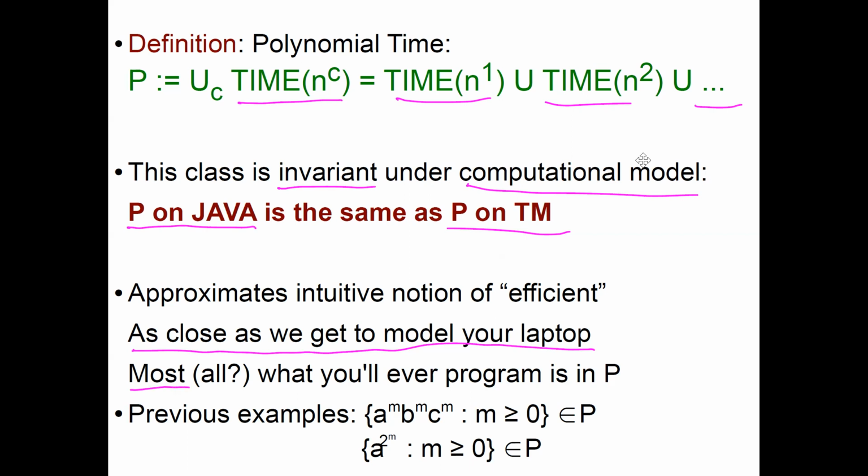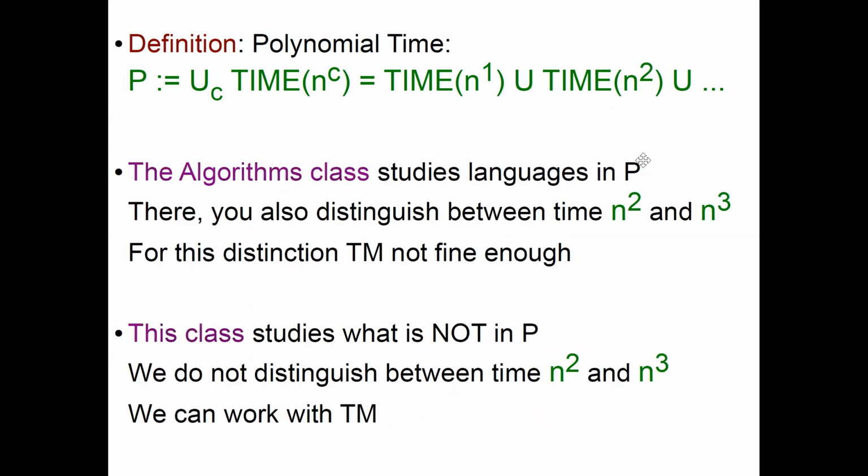Also because most or all of what you have a program for is in P. The previous examples that we gave were all polynomial time or power time computations. They were all in P. So the algorithms class studies languages in P, and there you also distinguish between time, say, n squared and n cubed. It makes a huge difference if an algorithm runs in time n squared or n cubed. For this type of distinction, TMs are not fine enough, right? Because the gap between Java and TM is a power, it's like maybe n to n squared.